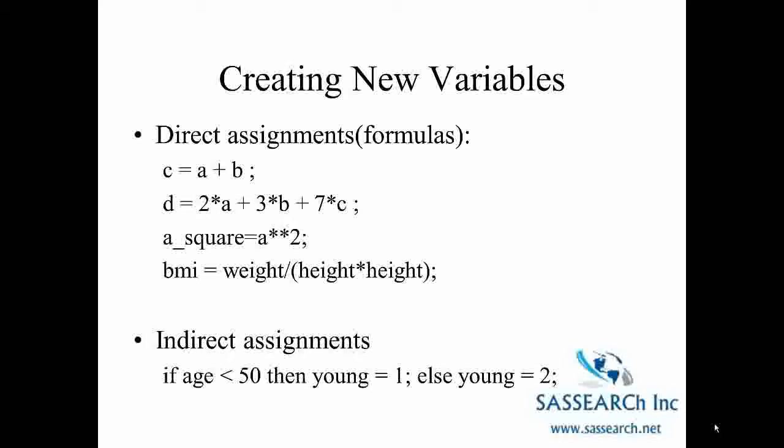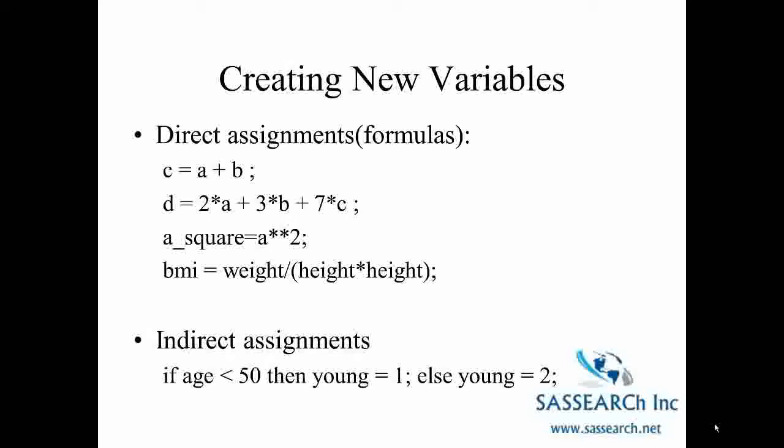BMI is created from the variables weight and height. So you have BMI equals weight divided by height squared. And notice that to create the variable A square, it's equal to A asterisk asterisk 2. So if you wanted to create A cube, it would be equal to A asterisk asterisk 3. So the two asterisks together raise that variable to the power.